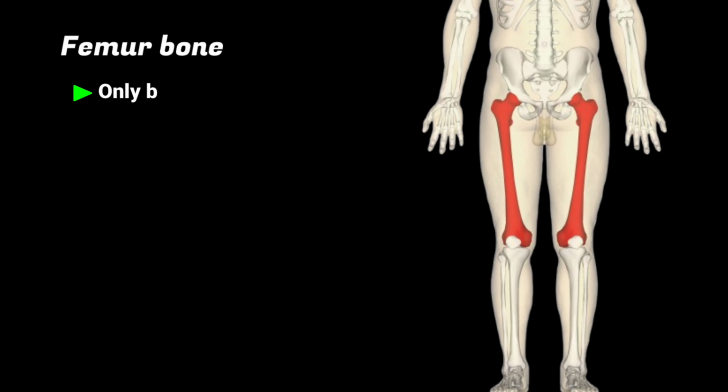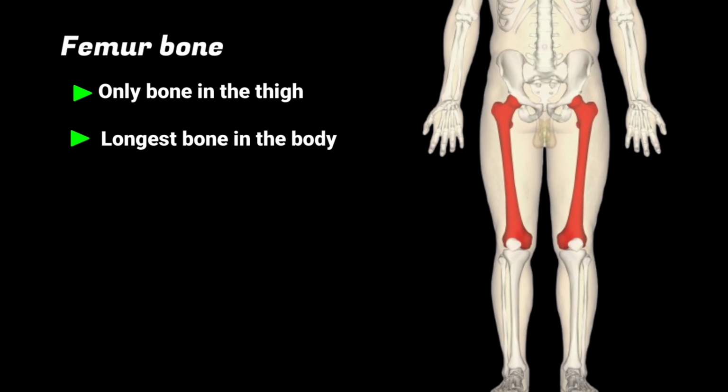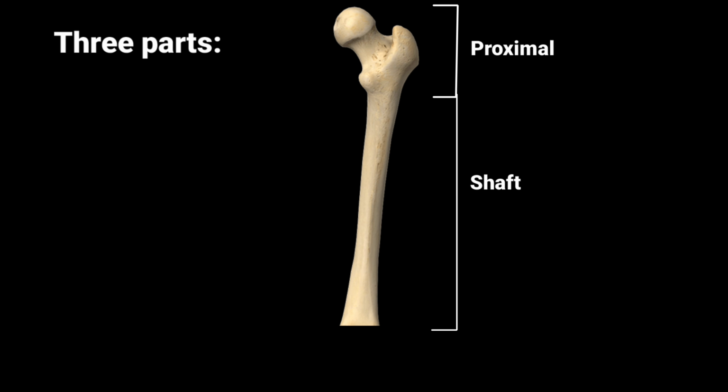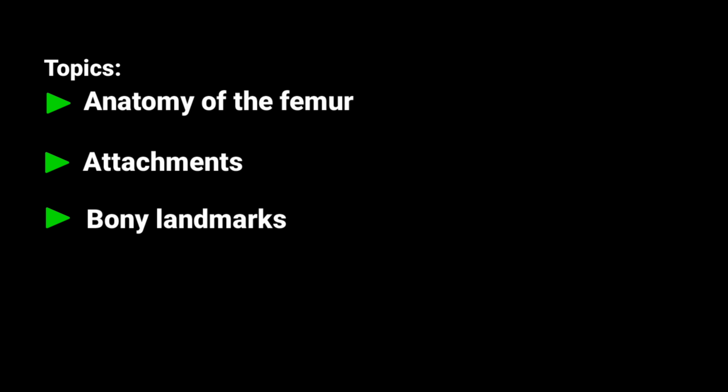The femur is the only bone in the thigh and the longest bone in the body. It acts as the site of origin and attachment of many muscles and ligaments, and can be divided into three parts: proximal, shaft and distal. In this video, we shall look at the anatomy of the femur, its attachments, bony landmarks, and clinical correlations.